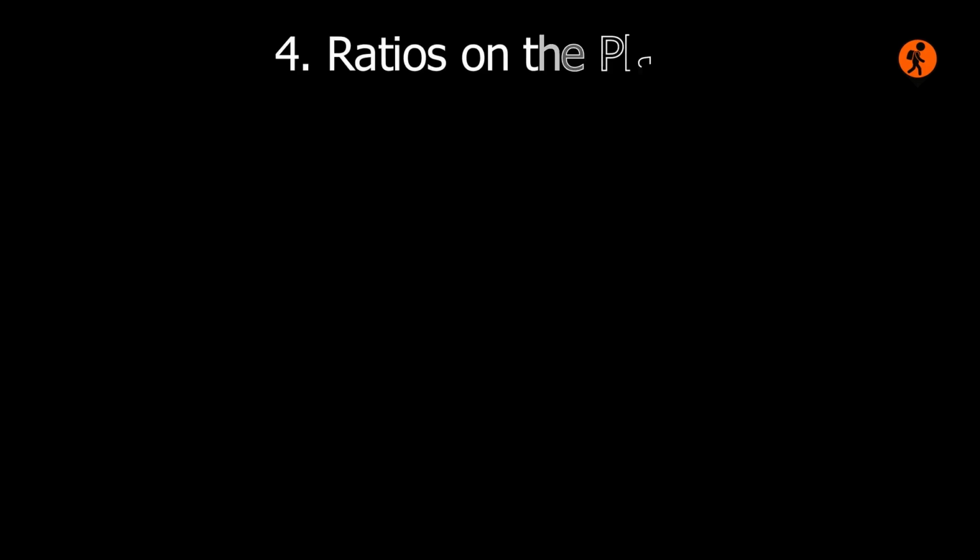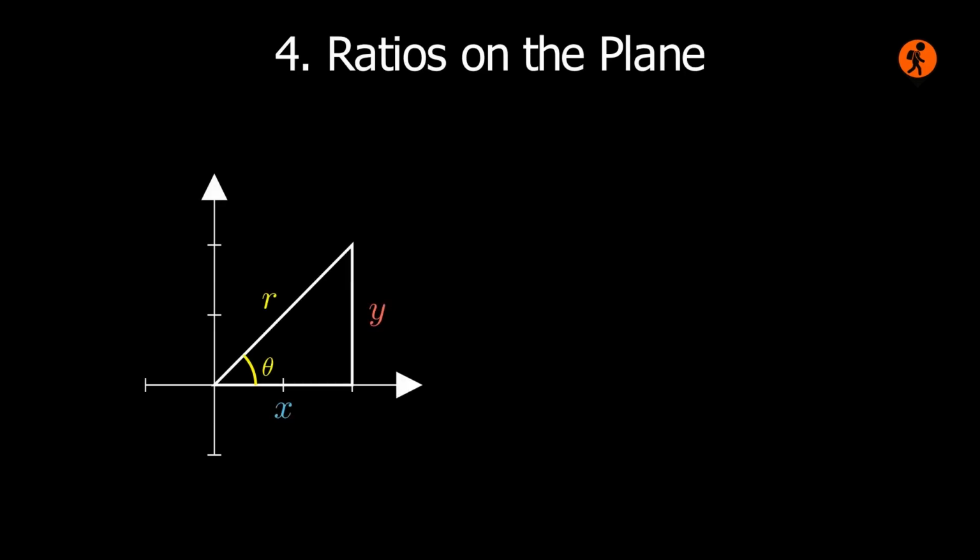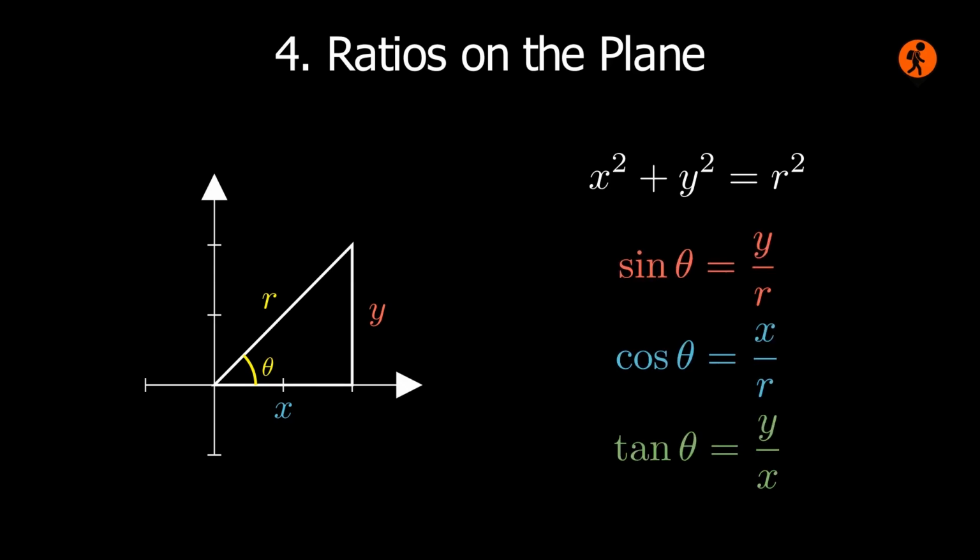Let's put that triangle on the Cartesian plane with the angle theta at the origin. Our adjacent side becomes x, the opposite side becomes y, and the hypotenuse becomes r. So, sine is y over r, cosine is x over r, and tangent is y over x.